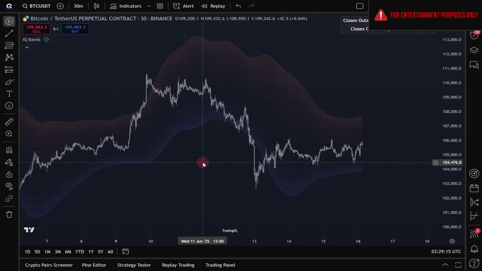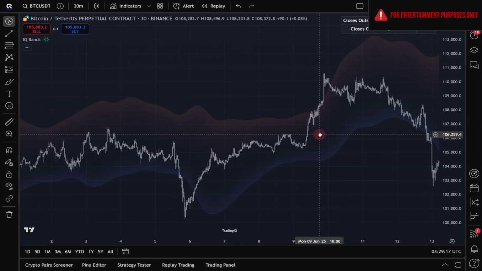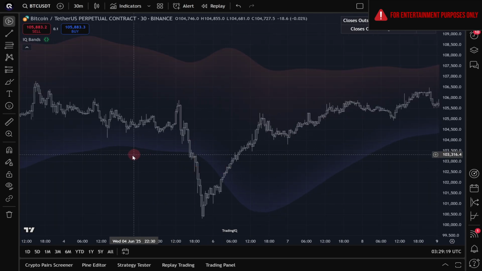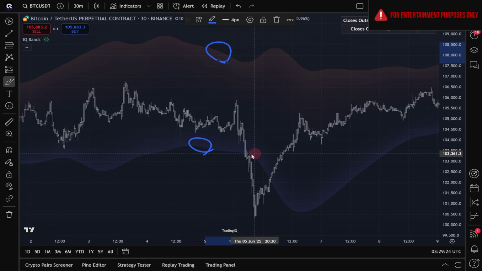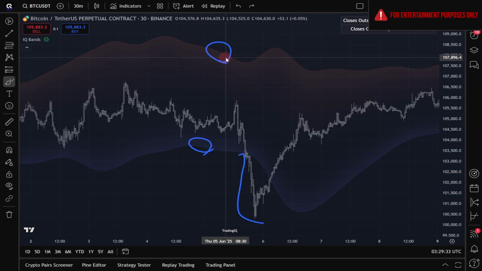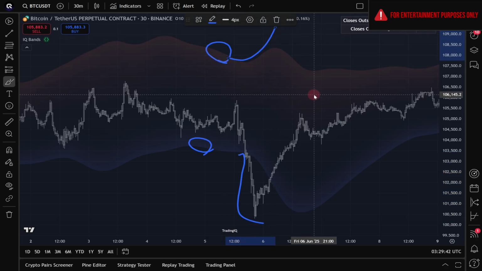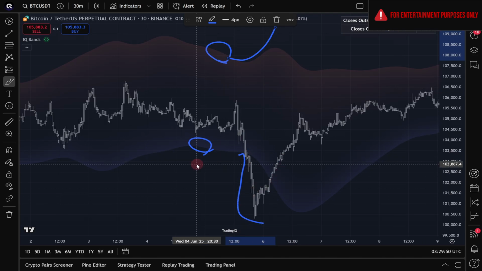Now, the easiest way to use IQ Bands for analysis is to just look at when price comes very near either the lower band here or the upper band here, or better yet, when price exceeds the lower band as it did here, or exceeds the upper band. Now, ultimately, by looking at this information box above, we can see that when price closes outside of the IQ Bands, it doesn't stay outside of the bands for very long.